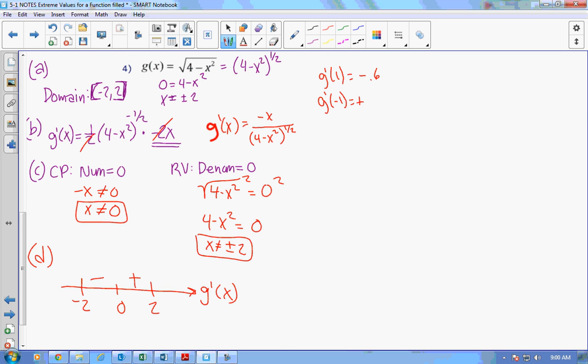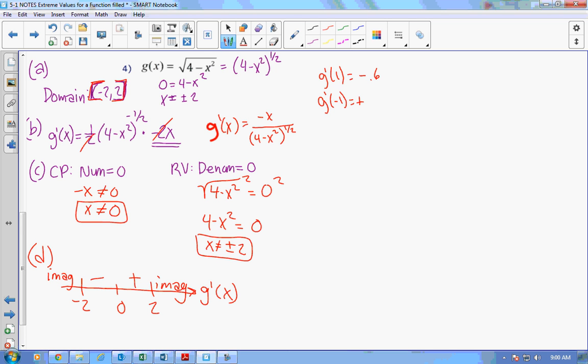Why not? If we tried a -3, let's just try it. See what would happen. If you plug in -3, you get error, non-real. Okay, because our domain is restricted to -2 and +2. So this is imaginary.